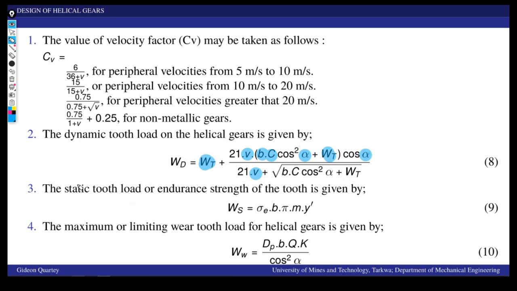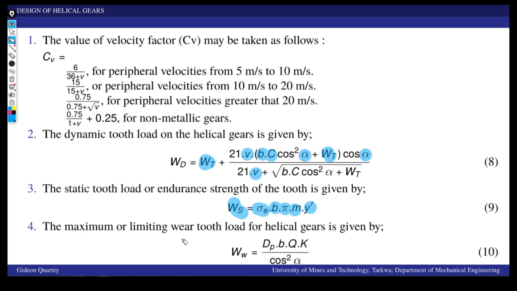Alright, then the static tooth load, or the endurance strength of the tooth, is given by this equation here. So the static tooth load is given by sigma E, B, pi, m, Y prime, except the Y prime, which is the form factor for the formative number of teeth. The rest have their usual meaning.